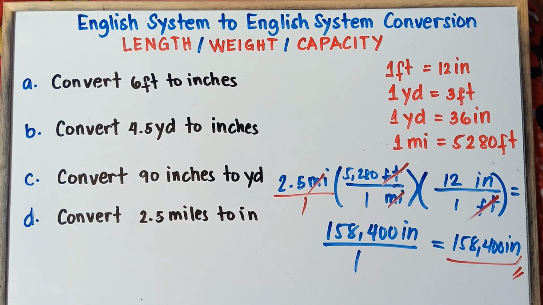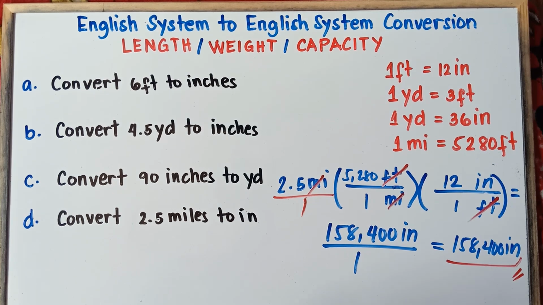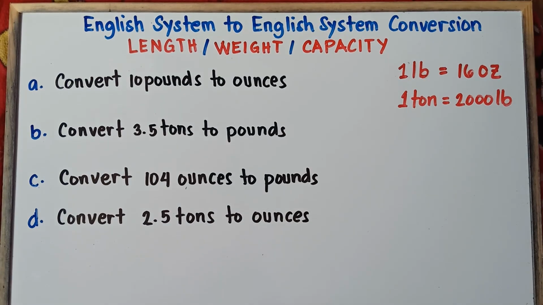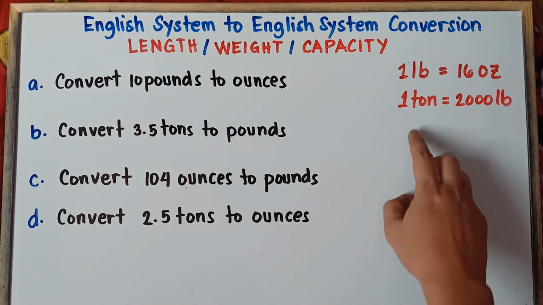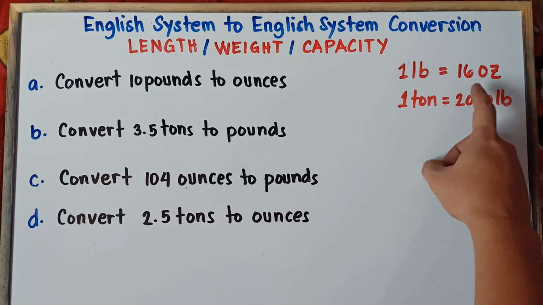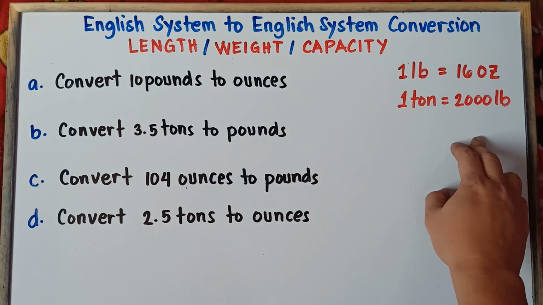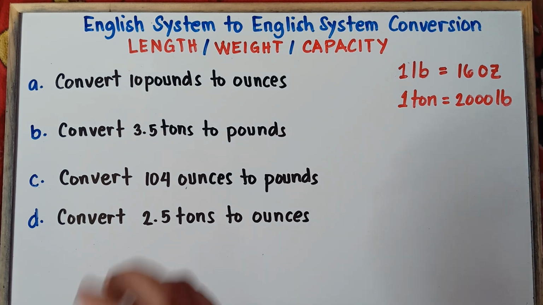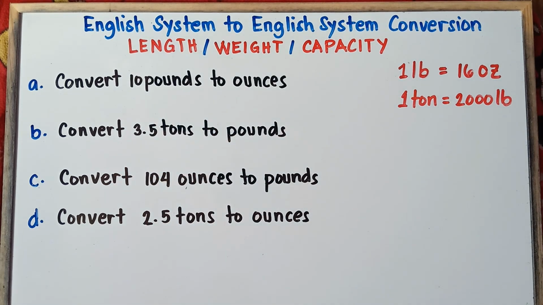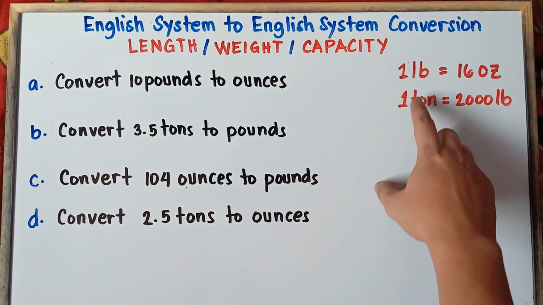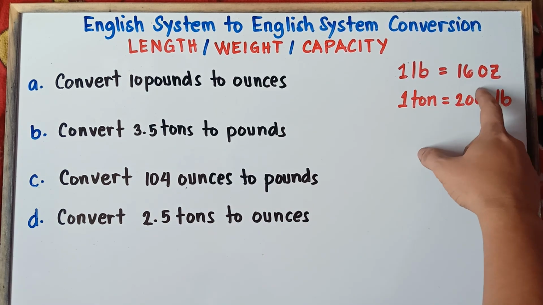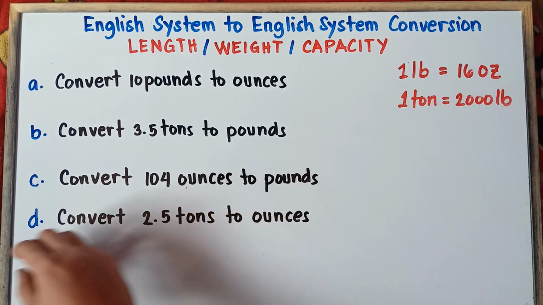Alright, so let's have examples for the unit weight. Once again, 4 examples for the unit weight. Alright, so let's do that. Alright, so let's proceed now to the unit weight. So our conversion, we have given 1 pound is equivalent to 16 ounces, and then 1 ton is equivalent to 2,000 pounds. So letter A, convert 10 pounds to ounces. So do we have pounds to ounces? Yup. 1 pound is equivalent to 16 ounces. So we will be using this conversion.